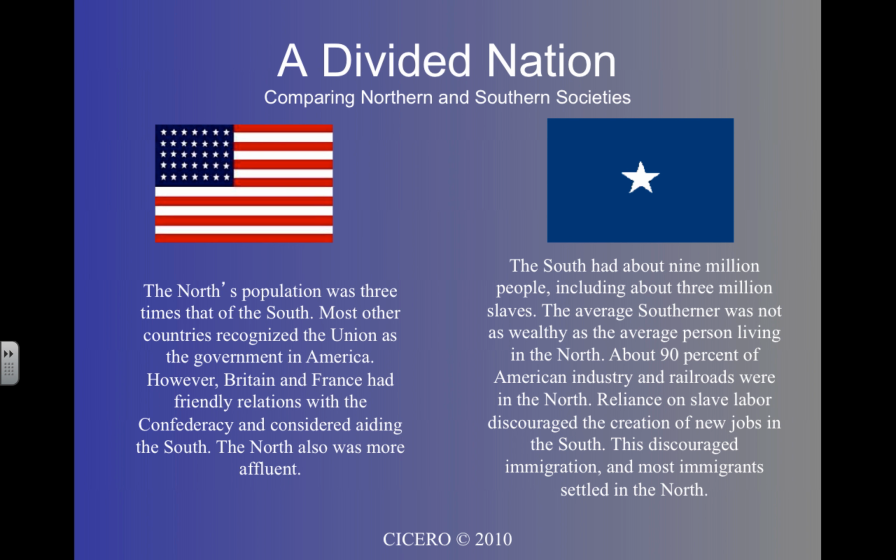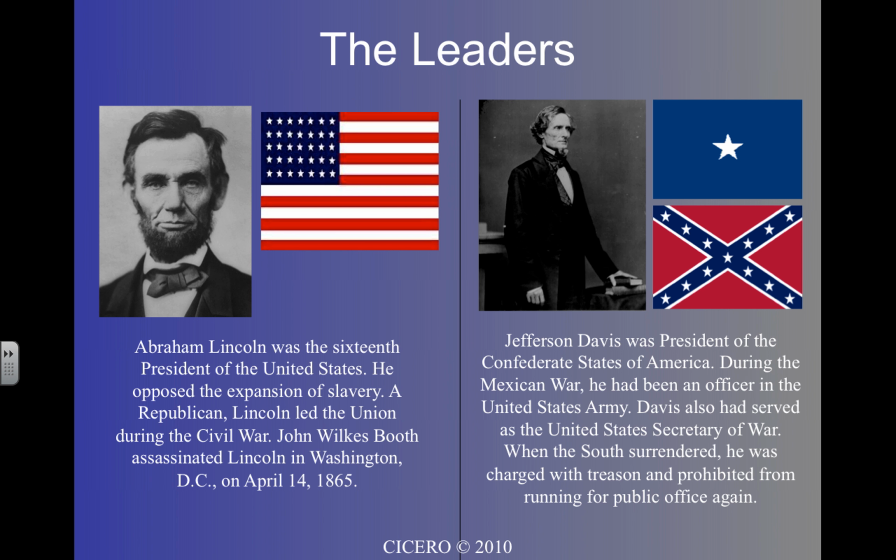Next, it says 90% of American industry and railroads were in the North. Reliance on slave labor discouraged the creation of new jobs in the South. So most immigrants, like it said, because there were not many jobs in the South, settled in the northern states. So the North was gaining much more population than the southern states.